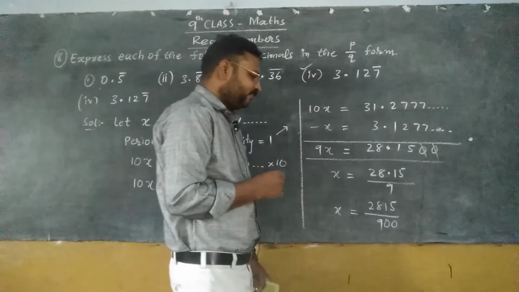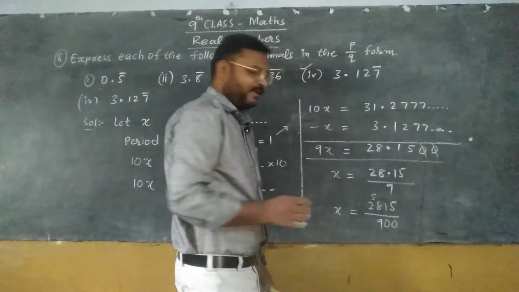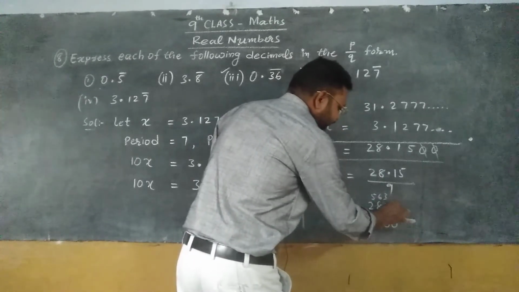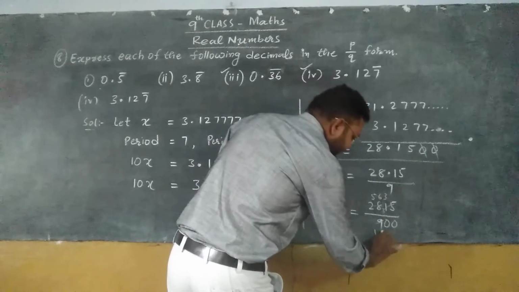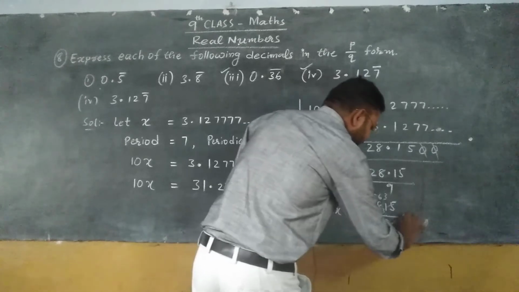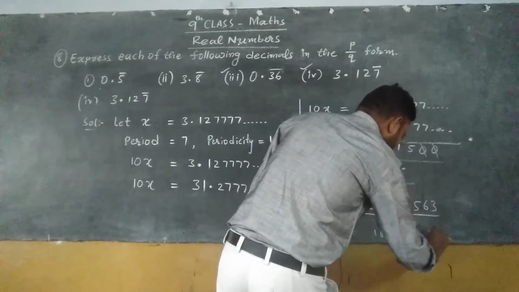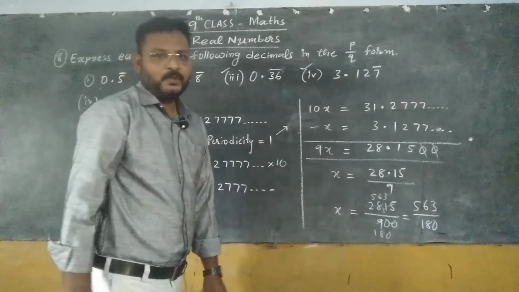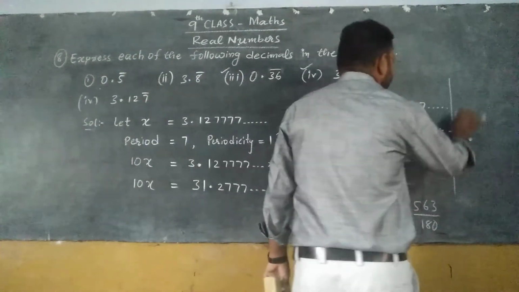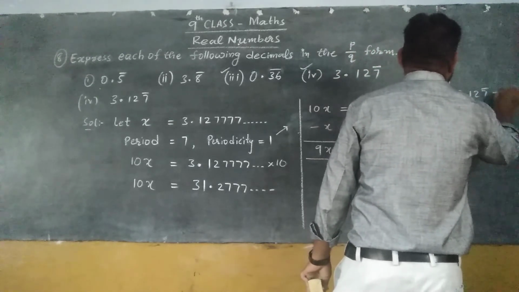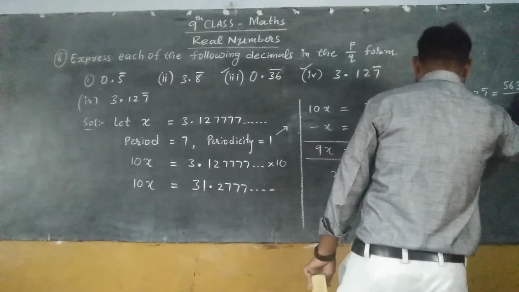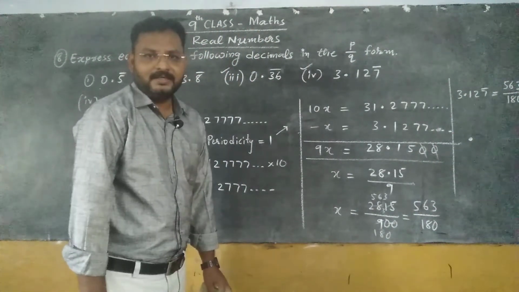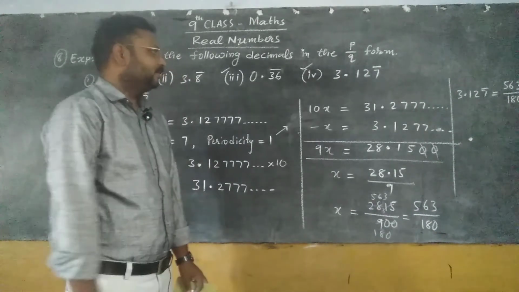Then we cancel this number with the 5 table. 5 fives are 25, 3 we get. 5 sixes are 30, 1 we get. 5 threes are 15. Next 5 ones are 5, 4 we get, 5 eights are 40, 5 zeros. So finally we get 563 divided by 180. This is the p by q form of 3.127 bar. So finally we write 3.127 bar is equal to 563 by 180. That is the answer for the given problem.